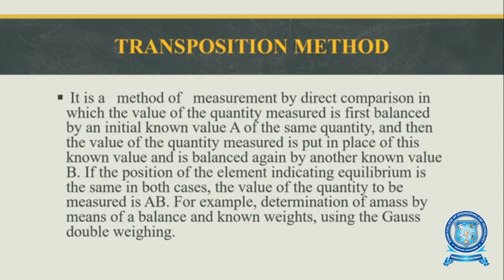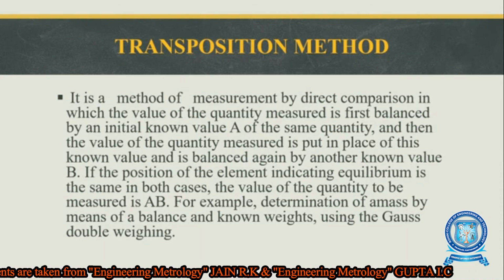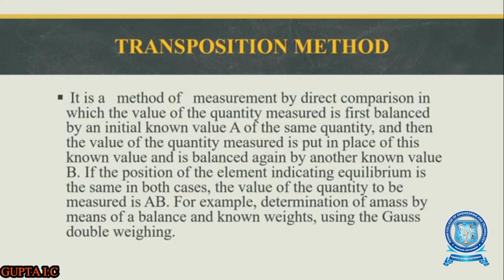Transposition method. It is a method of measurement by direct comparison in which the value of the quantity measured is first balanced by an initial known value A of the same quantity. Then the value of the quantity measured is put in place of this known value and is balanced again by another known value B. If the position of the element indicating equilibrium is the same in both cases, the value of the quantity to be measured is AB.